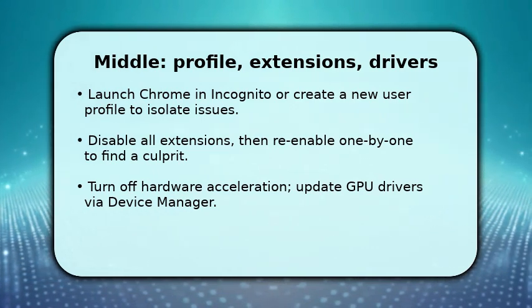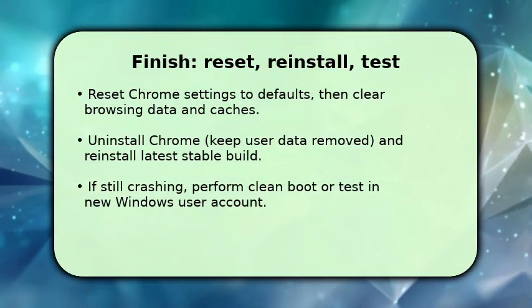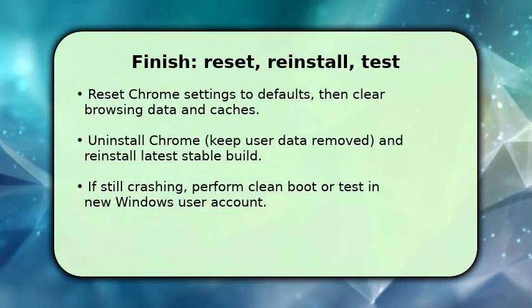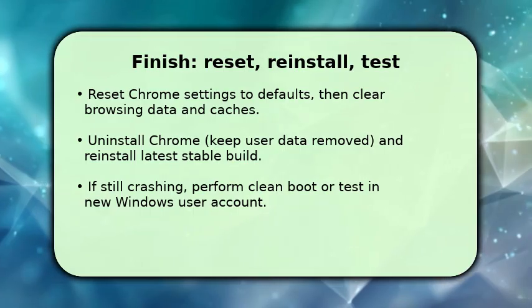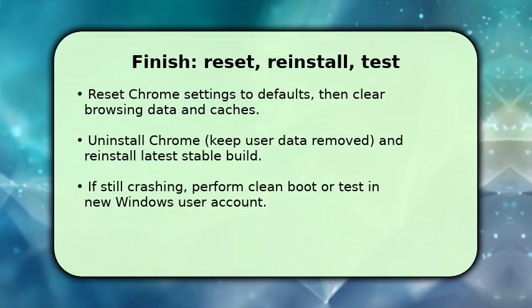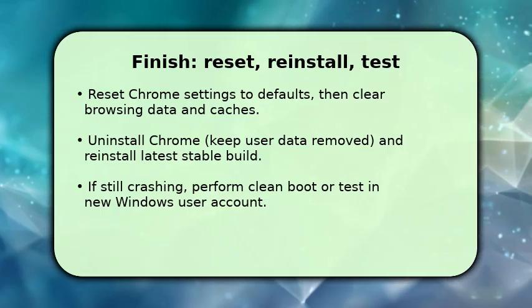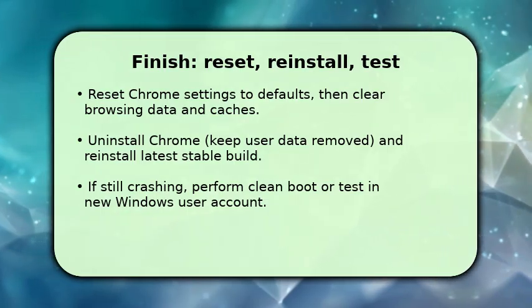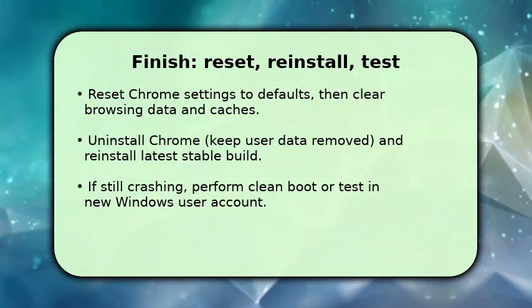You're at the finish line. Reset Chrome to defaults, clear cache and site data, then fully uninstall and reinstall the latest stable Chrome build to replace corrupted binaries. Make sure to remove leftover user data if corruption persists. Once reinstalled, test Chrome immediately.